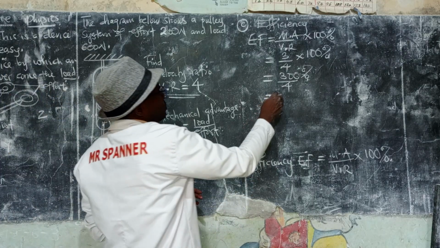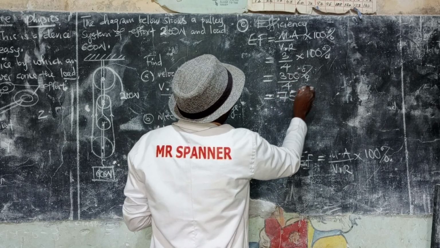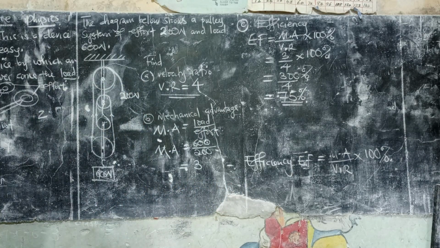75 percent. So the efficiency of that machine was 75 percent. Sometimes the question can come to say, why is the efficiency of the machine not 100 percent?